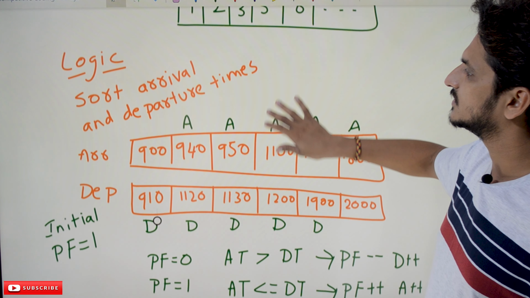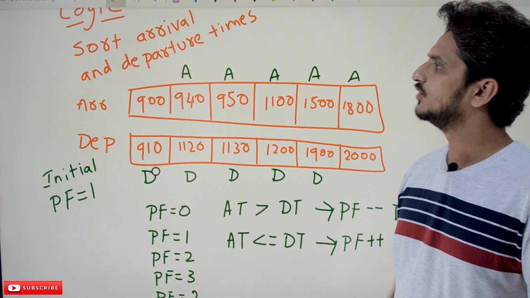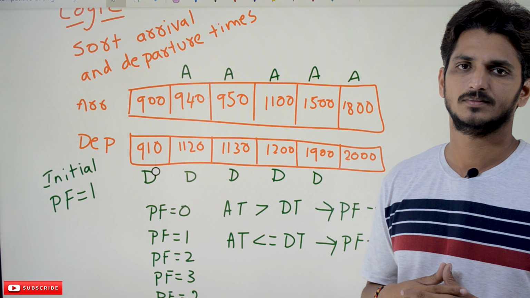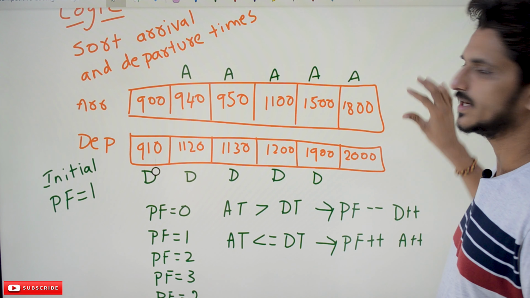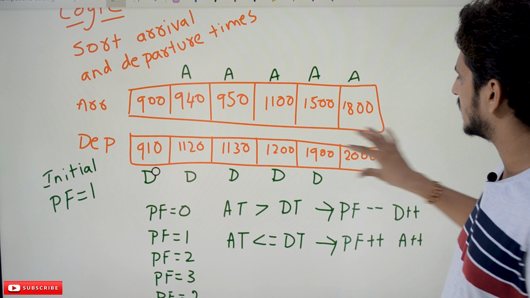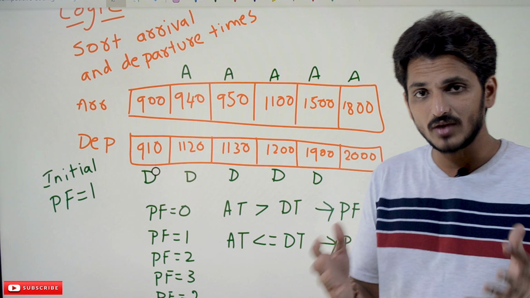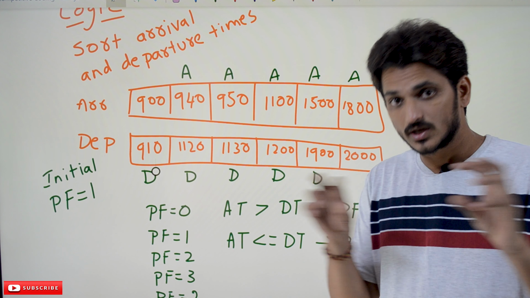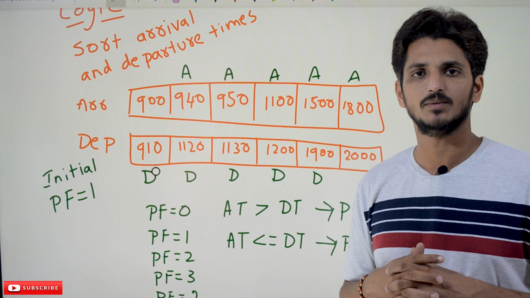Now coming to our logic. Initially, what we have to do is sort the arrival and departure lists. All the arrival times should be placed in ascending order. All the departure times should be placed in ascending order. Why are we doing this? Why are we sorting the times in arrival and departure?